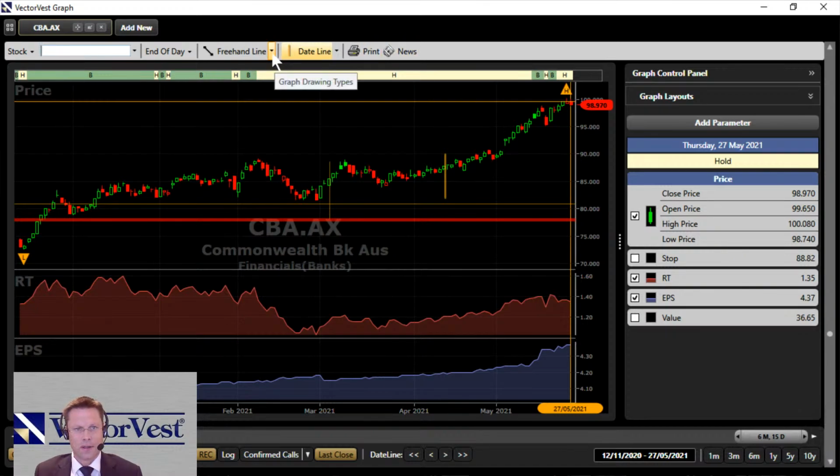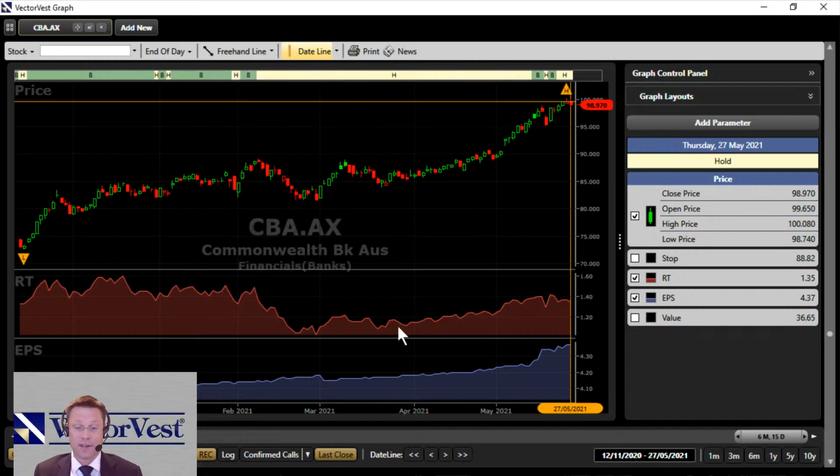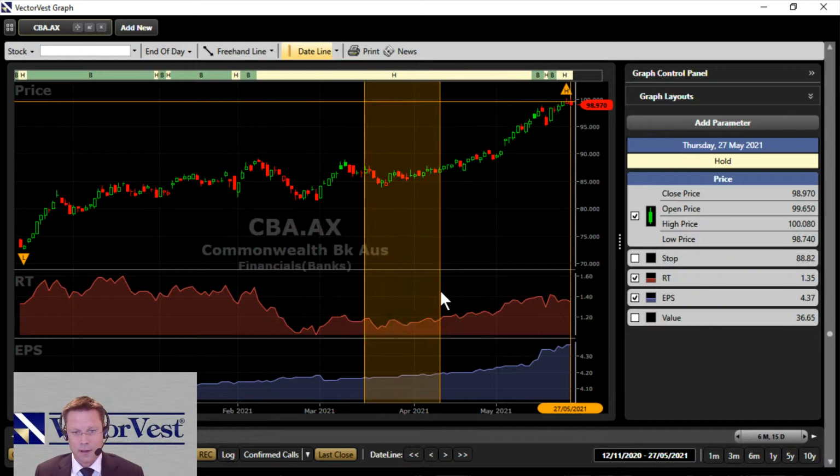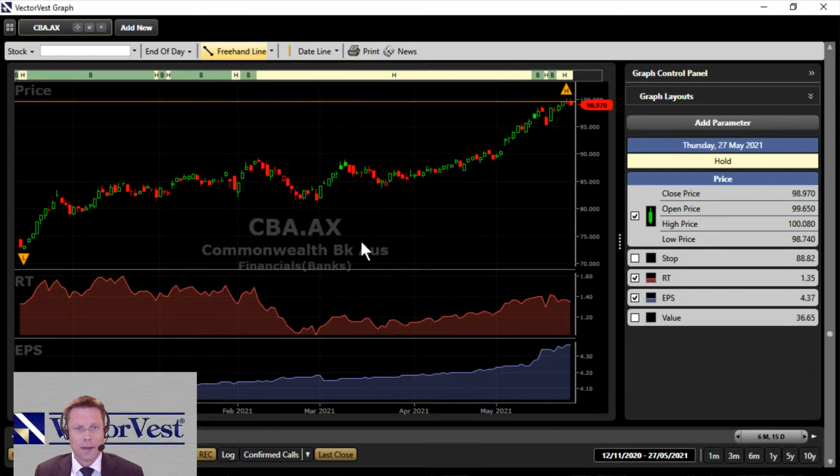And I'll clear all the lines in here. This was a bit of analysis I did the other day. I've become very excited again on CBA because I'm seeing this. I'm seeing that the technicals firing up over here, and I'm seeing the earnings firing up. So CBA, yes, let's jot down CBA.